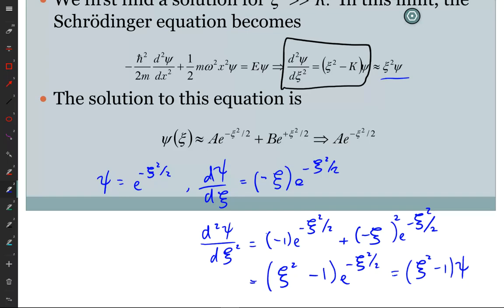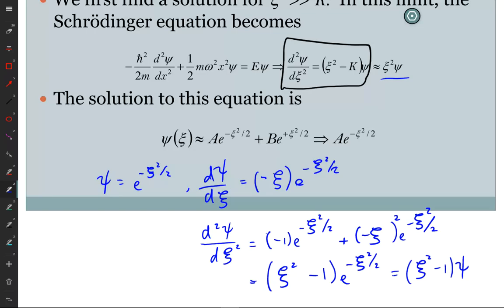Now, what would have changed if I'd used the positive instead of the negative exponent? I'm not going to go through this a second time. What would change if I had psi equal to e to the plus c squared over 2? Wouldn't it just be plus 1 instead of minus 1? Plus squared stays plus, but this sign here would change to a plus sign. So we would have c squared plus 1 times psi for the other one. And so once again, in our approximation of very large c, it's an acceptable solution.